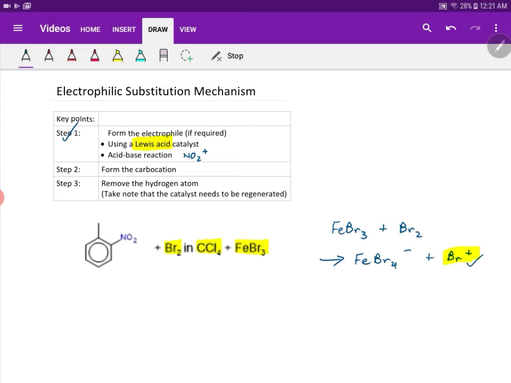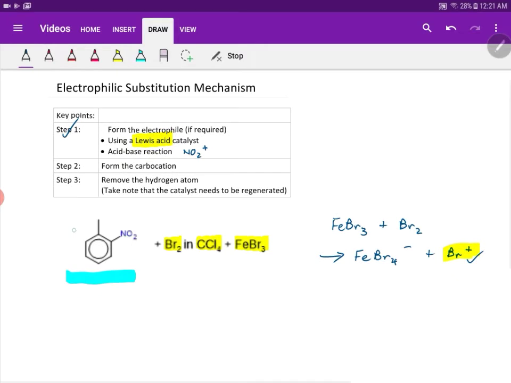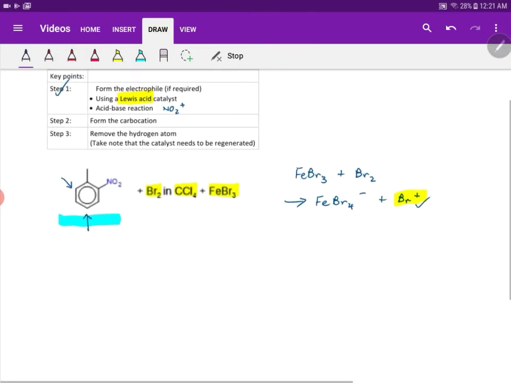So in step 2, our job is to finally form the carbocation ion. First and foremost, we have to look at our reactant here. In the following video about directing groups, you will learn that it will be directed to either this position or this position here. We just need to choose one of them for this explanation. If you're unsure about how this directing effect works, you can refer to the other video on directing effects. So let's get down to drawing this mechanism.